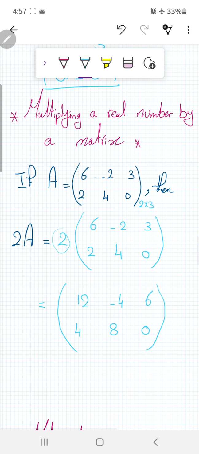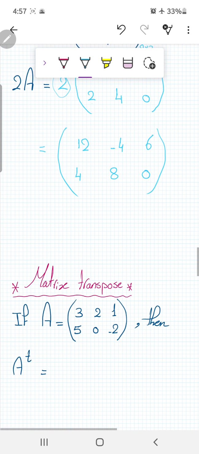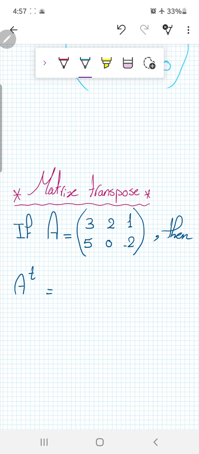Okay. In any matrix, it's possible to take a common factor among the elements of the matrix. Here in this matrix, we get the common factor 2. Okay? Another title, matrix transpose. And we denote it by T, like here. Here we have A, 3, 2, 1, 5, 0, 2. A T, which is the transpose.